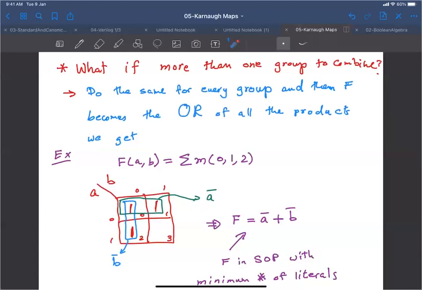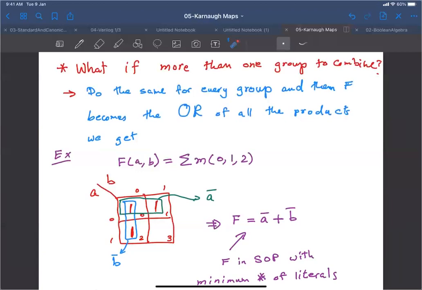A square or a group in a K-map like this one here must satisfy two conditions. Condition number one: the number of ones that you group has to be a power of 2. Condition number two, both conditions must be satisfied: it has to be of rectangular shape.